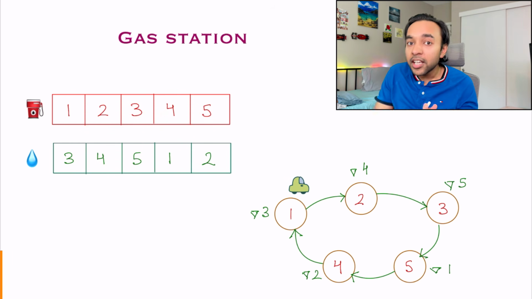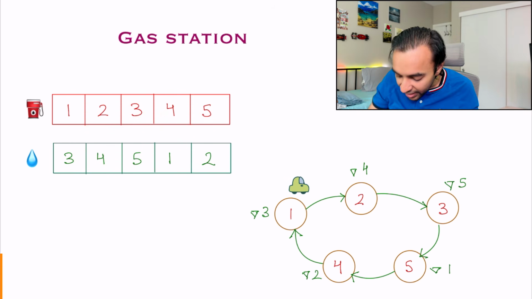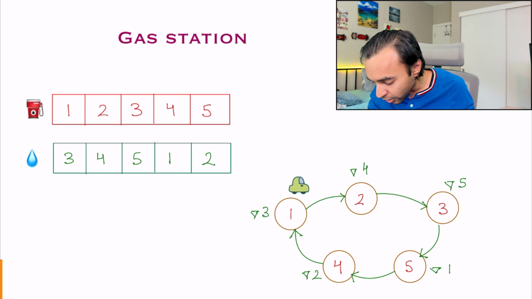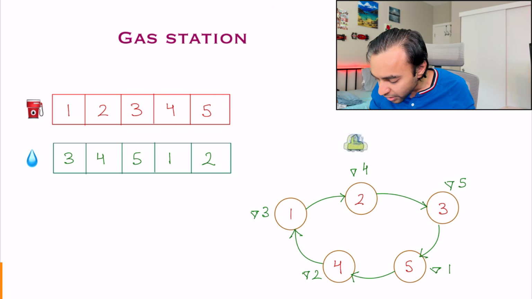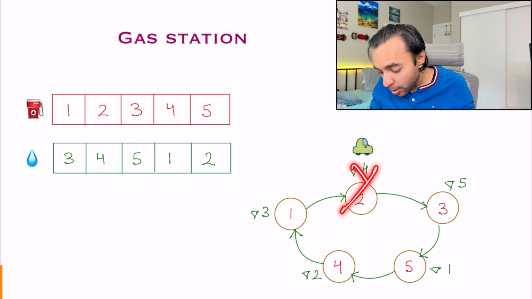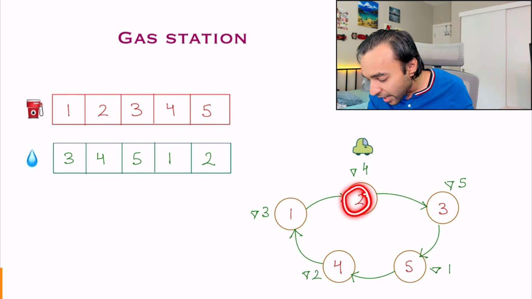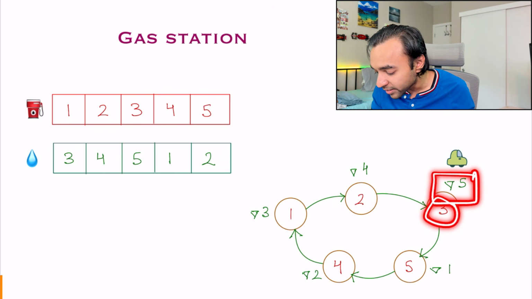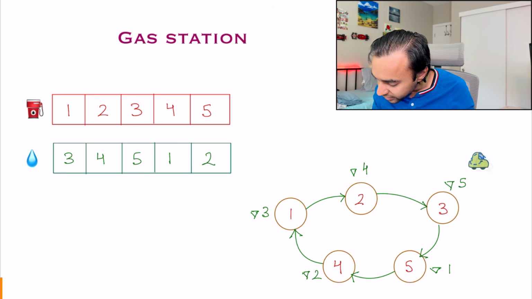To determine it, all you need to do is just iterate over each of these gas stations one by one. You know that you cannot start from here. Can you start from here? No, because only 2 is available and it takes up 4 gas. Can you start from here? No, because 3 is available and it takes up 5 gas. Can you start from the next station?